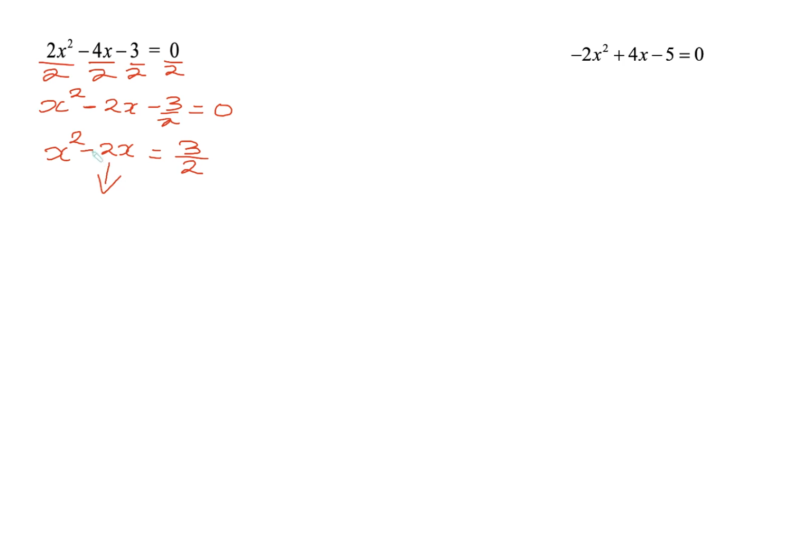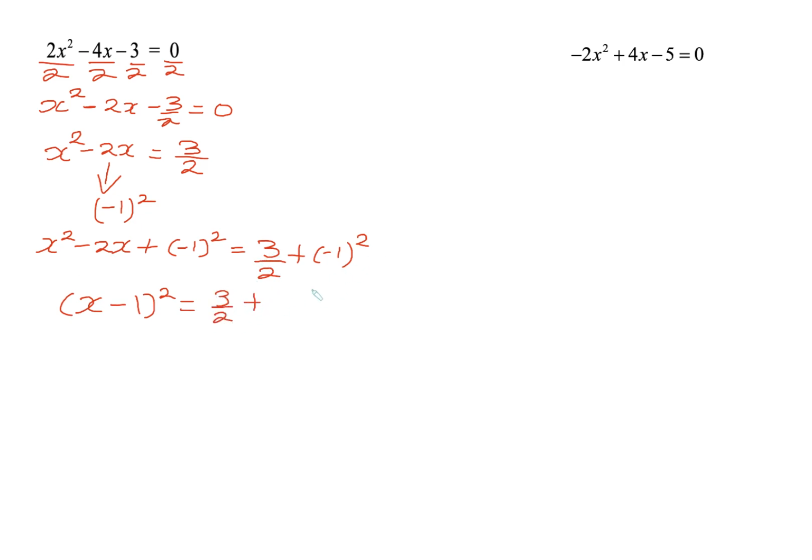And remember your b, you're going to take half of negative 2, which is negative 1, and you're going to square it. And this number you're going to add to both sides. So you're going to have x squared minus 2x plus negative 1 all squared. And then over here, this will be 3 over 2 plus negative 1 all squared. When you factor the left-hand side, it's just going to be x minus 1 all squared equals, and the right-hand side would be 3 over 2 plus negative 1 squared, which is 1. And when you add that, that will become 5 over 2.